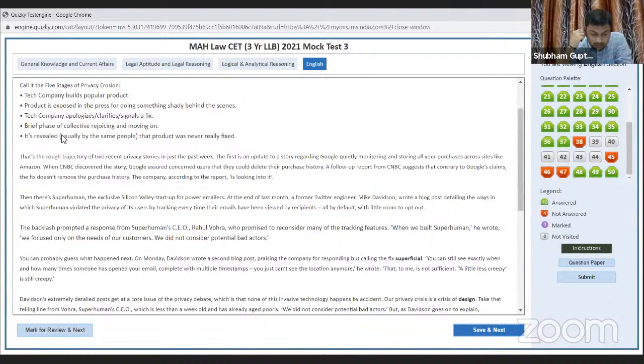It's revealed usually by the piece by rough trajectory. So please read with me, or rather read at your own speed. I'll also read.